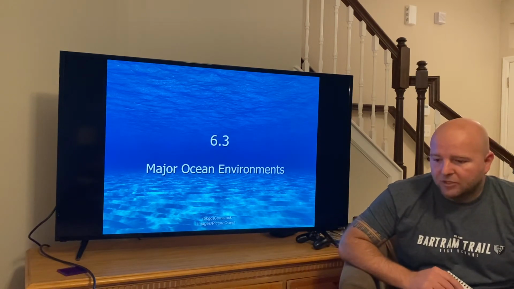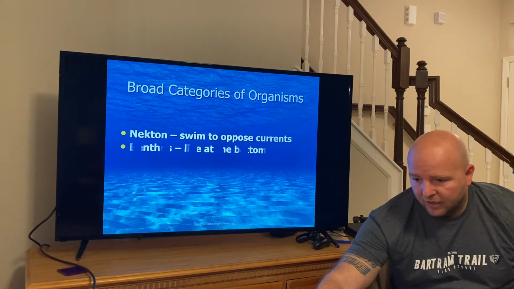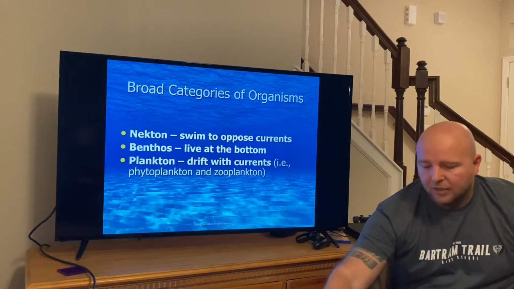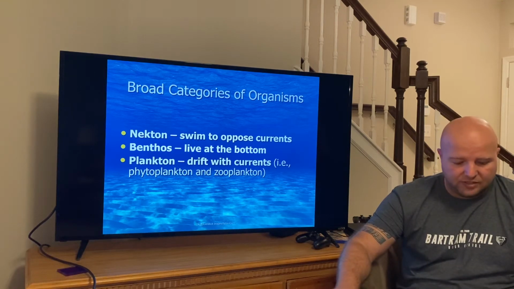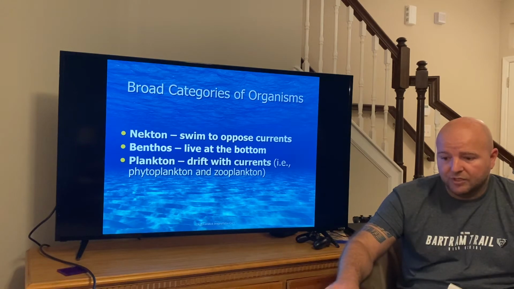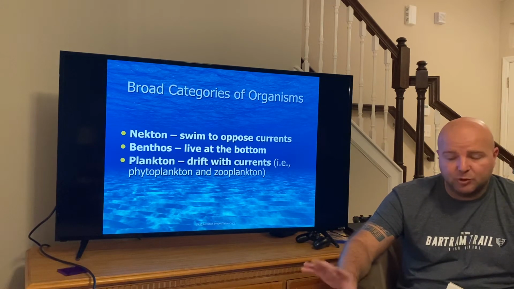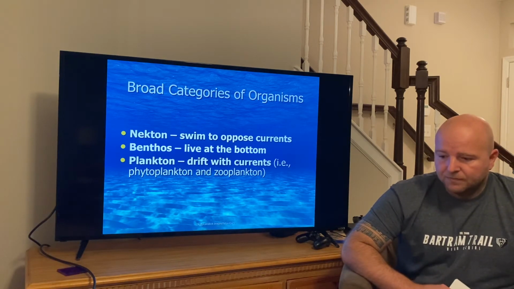So we're looking at major ocean environments today, and right here, right off the bat, we're putting this in the second box. You'll notice the second box, the category on it is broad categories of organisms. Let's put that there, please. Leave that first box blank for now. So, 3 broad categories: nekton, benthos, and plankton.